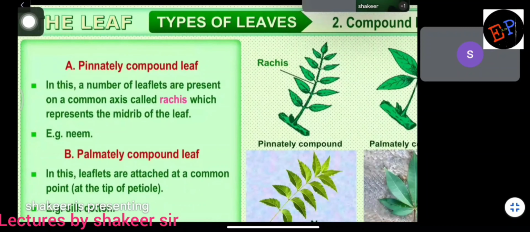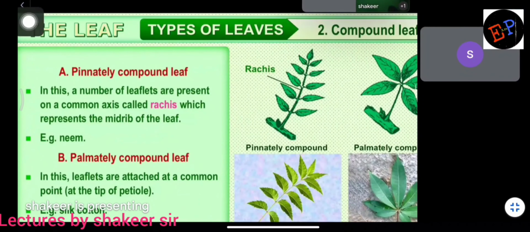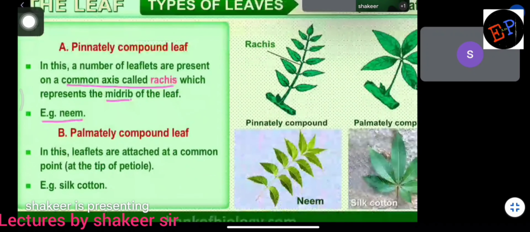So already he gave the explanation here. See here, pinnately compound. What is meant by pinnately compound? A number of leaflets are present on the common axis, and the common axis is called the rachis, which represents the midrib of the leaf. So rachis and midrib are synonyms only. You can write that down. Example of pinnately compound: the neem tree. Compound leaf of a neem.